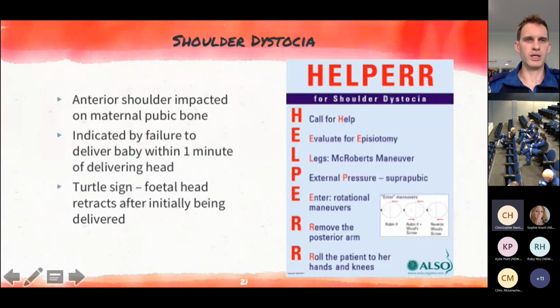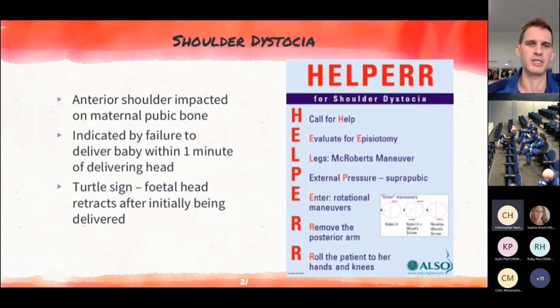I'll just touch really quickly on shoulder dystocia. We probably don't have time to go through all the particular components of it. But this is when the baby's head is delivered and the anterior shoulder impacts up against the mother's pubic bone. If that head is delivered and the baby isn't delivered within 1 minute, that's when you need to be jumping into shoulder dystocia mode. The other thing they talk about is the turtle sign, where the fetal head is delivered and then retracts after that initial contraction.